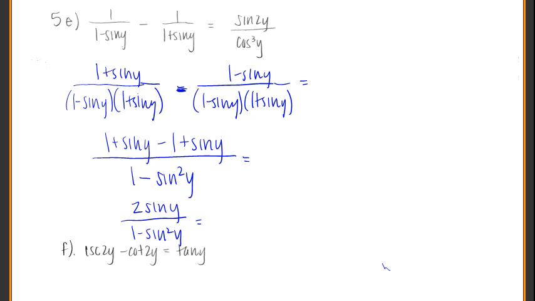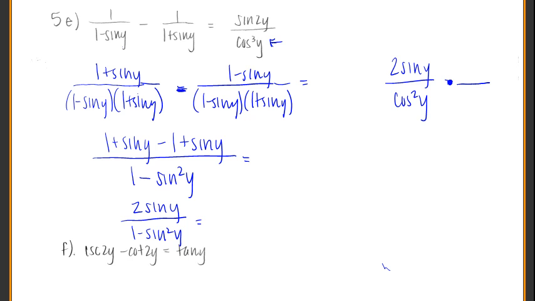Okay? Well, look at the denominator that we're eventually wanting to go to. The denominator needs to have cosine in it. Do you see how 1 minus sine squared is cosine squared? So we have 2 sine y over now cosine squared y. And all I have to do, we're really close to our answer. The denominator has a cosine cubed. Our denominator right now has a cosine squared.